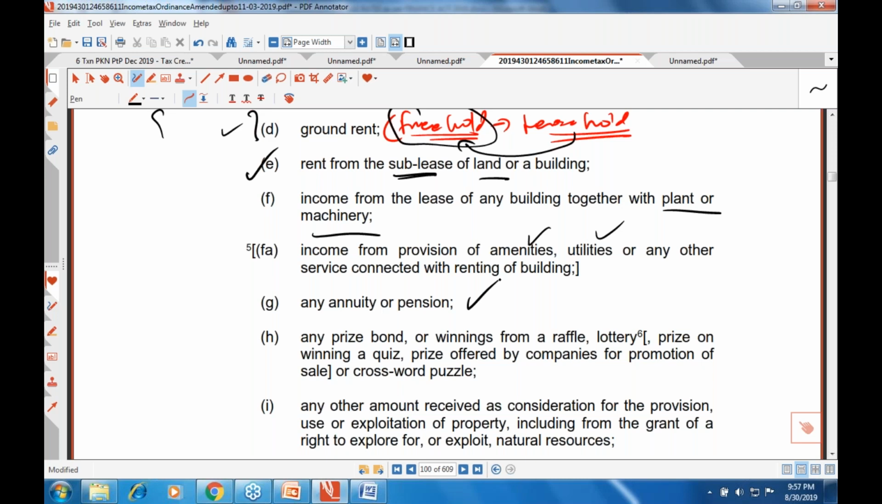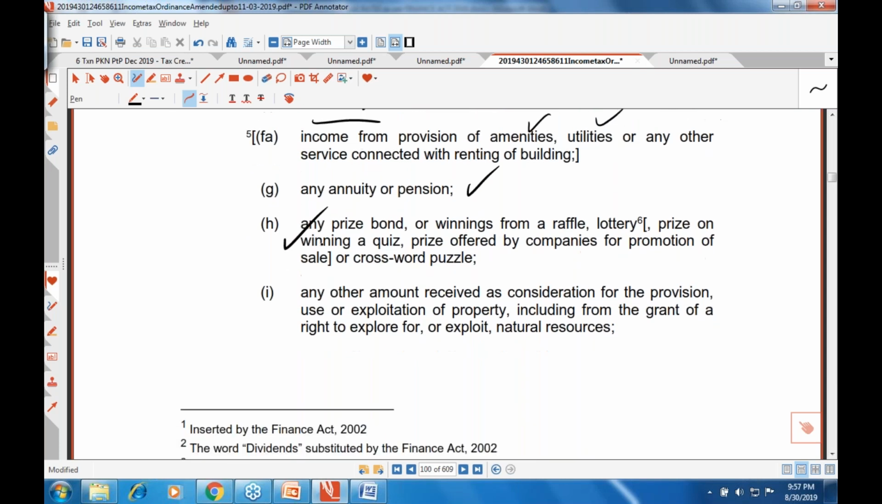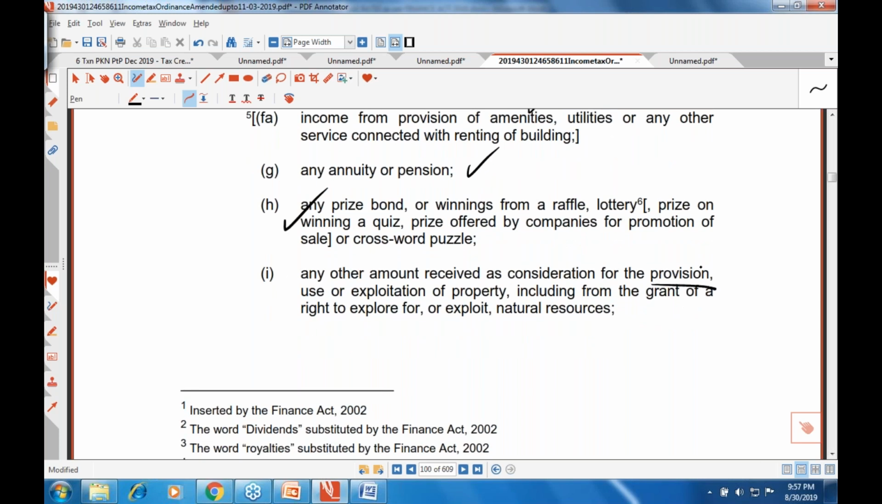Let's move a bit forward and discuss further. The next aspect is the prize bonds, winnings from raffles, lottery, crossword puzzles, etc. So any prize bond income is also income from other source. Also, it says amount received as consideration for the provision or use of exploitation of property, including grant of a right to explore, exploit natural resources, etc. That's also income from other source.